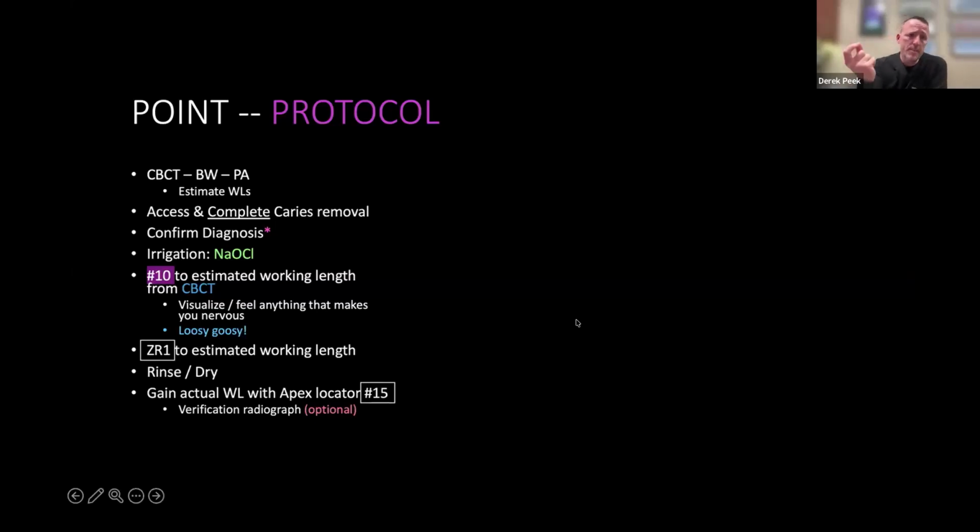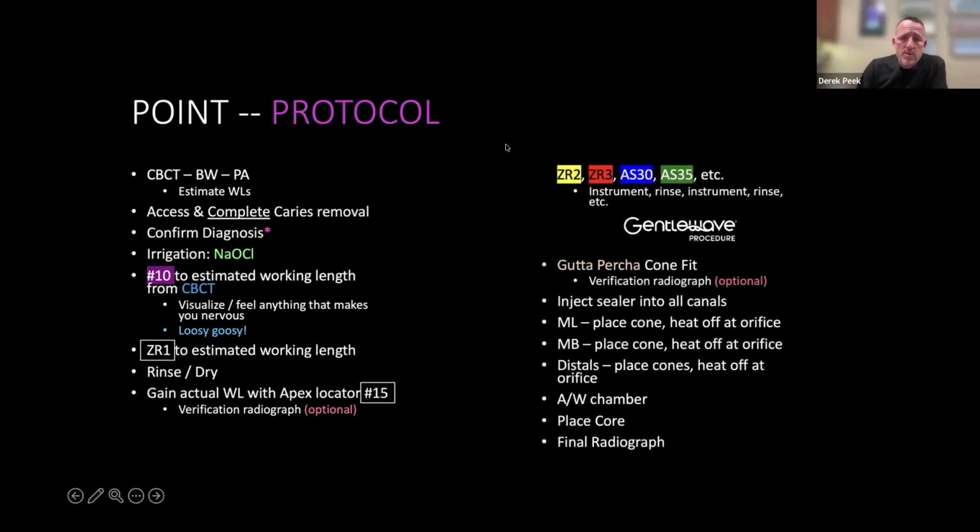And then the first file I pick up is a number 2, short number 10, or depending, 25 millimeter number 10 to go to my estimated working length, just to feel it out with my hands, just to make sure nothing's crazy before I start spinning files down in the canal. And so the first file I use is the ZR1 by Slim Shaper. I rinse, dry. I actually get working length with a number 15 hand file. And then I go through my instrumentation protocol, whatever the tooth calls for.